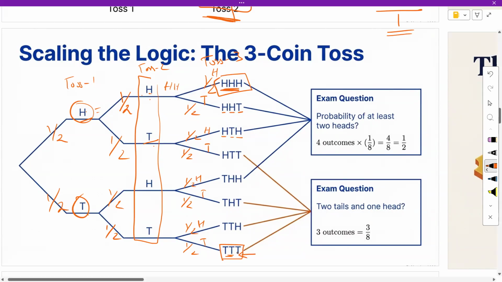Easy to calculate the probability. Here it's a sequence: first toss, second toss, third toss. It's a sequence, so we can apply the multiplication rule. First toss tail, and tail, and tail. So 1 over 2 times 1 over 2 times 1 over 2. The probability is 1 over 8.